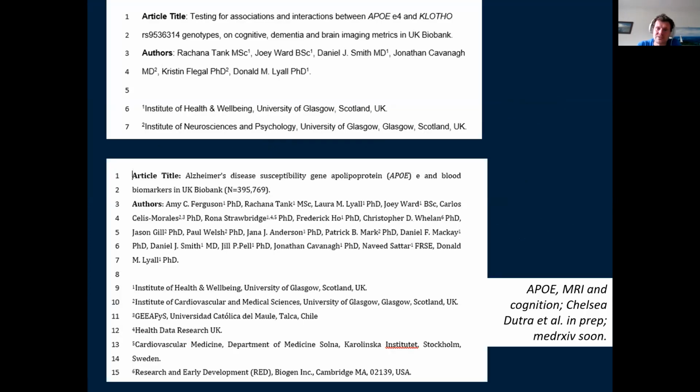So these papers: the very first one, the 2017 one, we did a couple of years ago, and that's published now. The biomarker paper was led by Amy Ferguson, and that's about to come out in the Journal of Alzheimer's Disease. The Klotho one has been led by Rachna Tank, who's a star PhD student, and the ApoE MRI and cognition one was led by Chelsea Dutra, and that's going to be coming out at some point soon too, so keep an eye out for them.